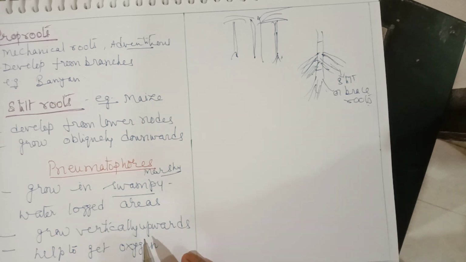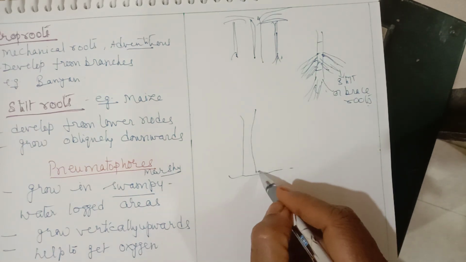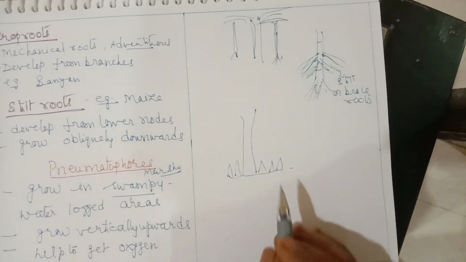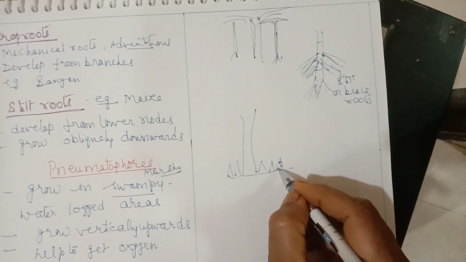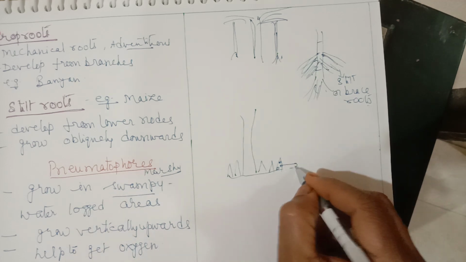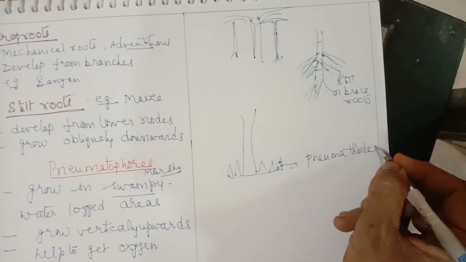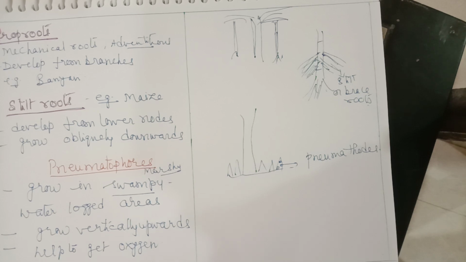So these roots grow vertically upwards. Suppose this is the base of the stem. From here they grow vertically upwards and get exposed to the air. They are on the surface of the soil, and these roots develop small pores on them. The pores are called pneumatodes. With the help of these pneumatodes, they help in exchange of gases, or in getting oxygen. So such roots are called pneumatophores.